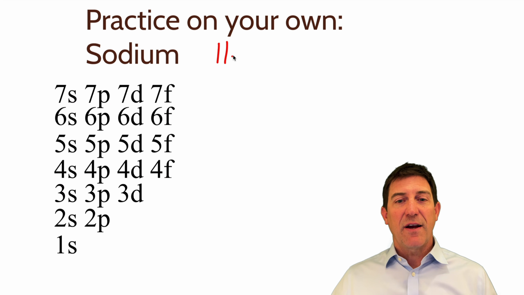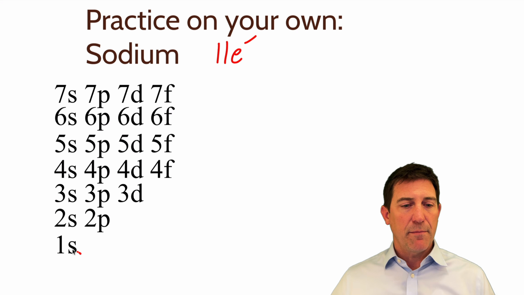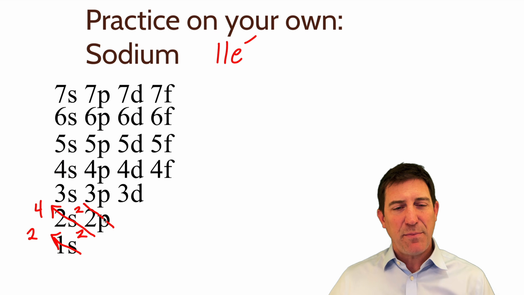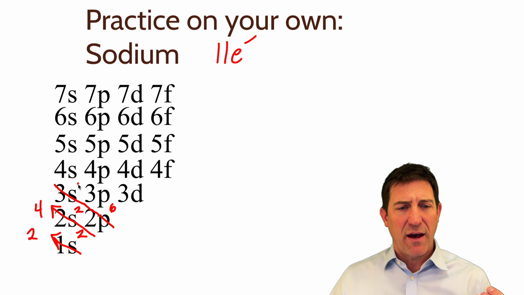Let's check your answer. 11 electrons for sodium. How many can fit here? 2. I've used up 2. 2 more here. That's a total of 4. I can fit 6 here. Now let's be careful, because if I have 6 there and I've already used 4, I've used up 10, right? So as I go to cross this one off, I only have 1 left to put there, because 6 plus 1 is 7, and the 4 that I've already used, that means I'm up to 11. So I need to stop there.